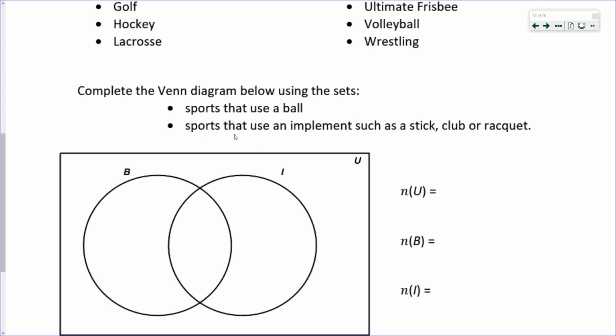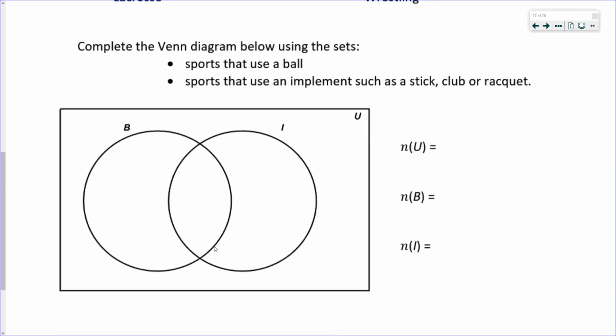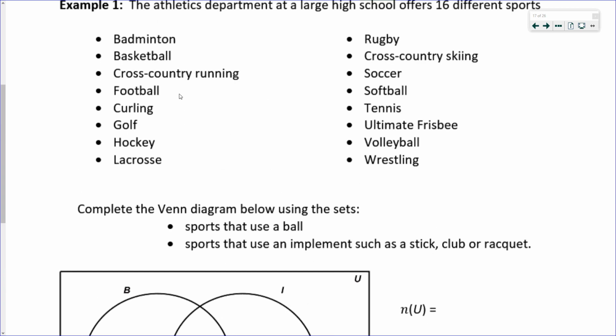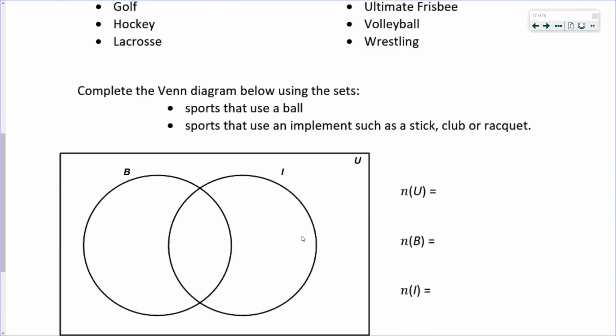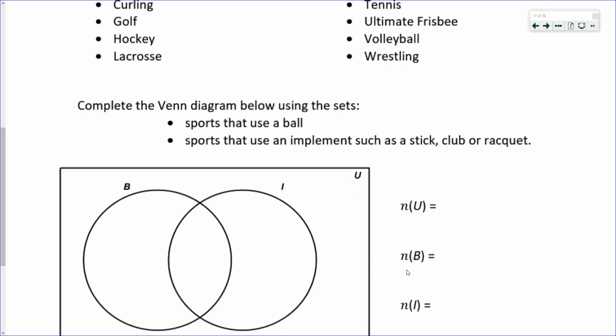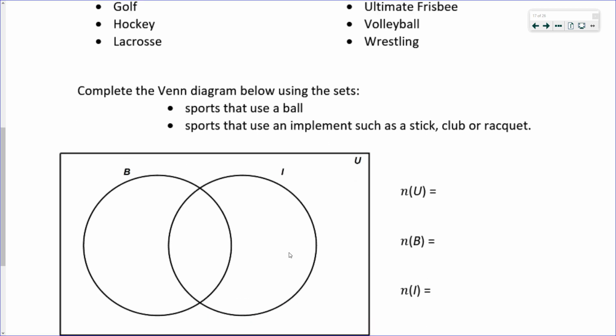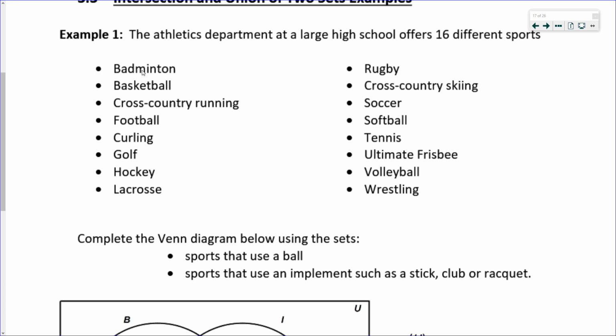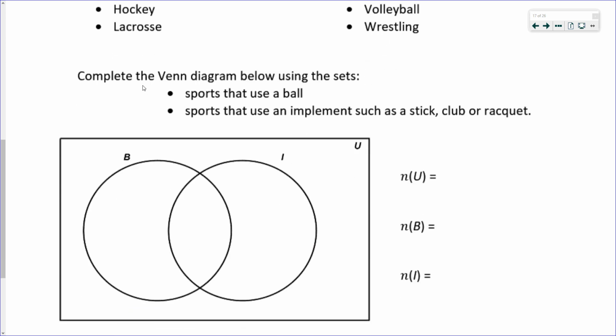So we have sports that use balls, and then sports that use an implement such as stick, club, or racket. So I'm going to take what I have up here, and I'm going to write it down in my Venn diagram, and then from there, that will allow me to answer the questions to the side. So the numbers in the universal set, the numbers in the B set, and the numbers in the L set. Actually, no, that's I for implement. So like for the first one, we have badminton. So badminton just uses a racket. So it would go in I here.